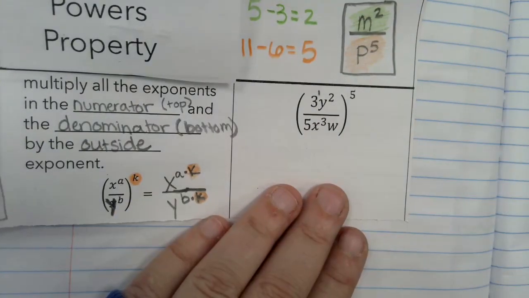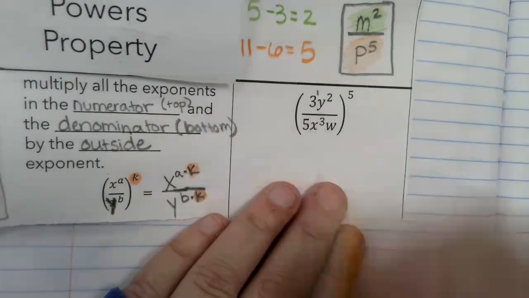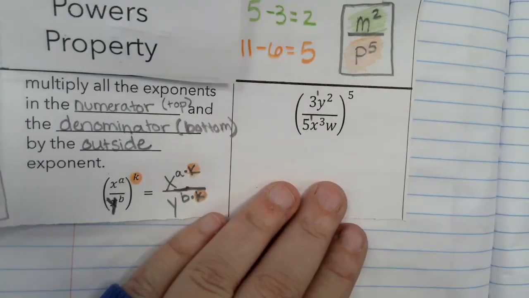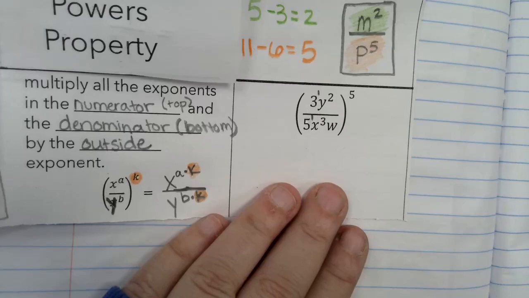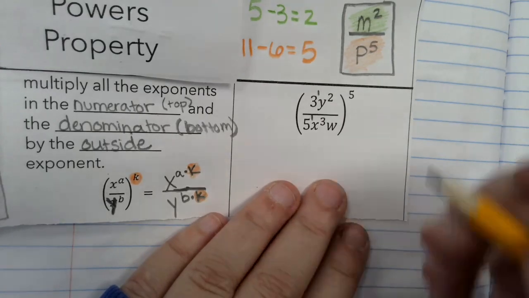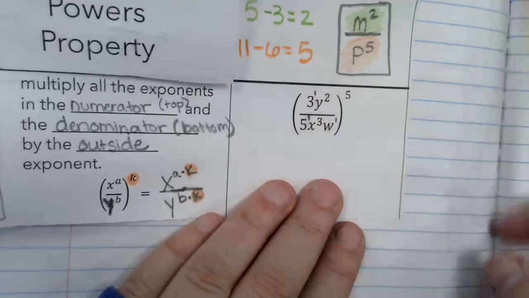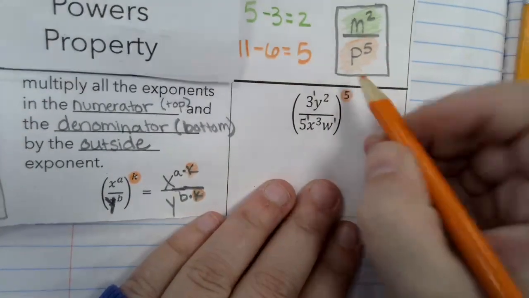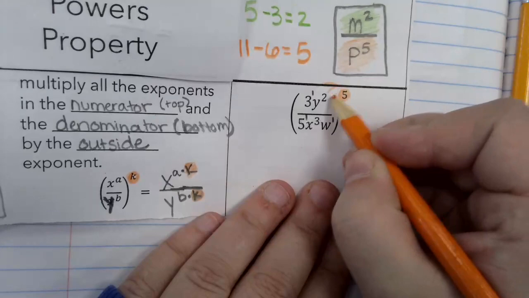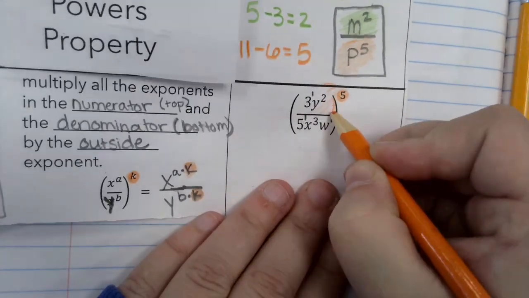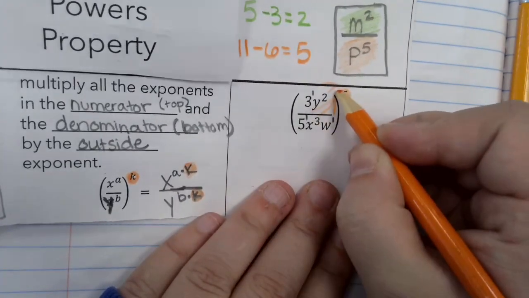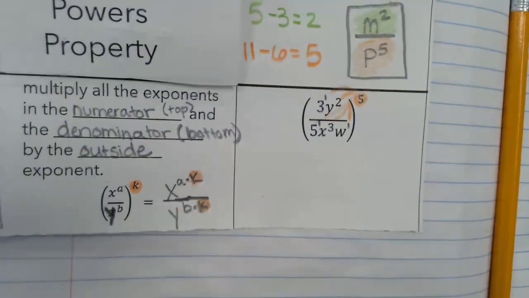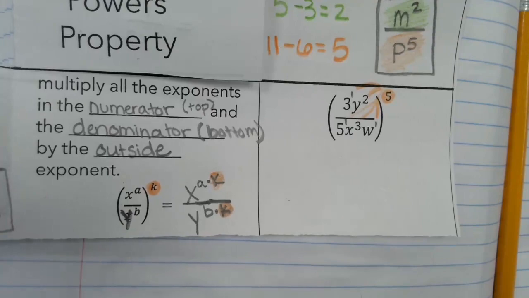All right, what about the 5? 1. What about x? 3. And w has 1. So I need to take that outside exponent, that 5, and I'm going to multiply it by all of those inside ones. Some people like to draw on those arrows. To me, it's a little overwhelming, so I do it really lightly. But I'm going to take that 5 and multiply it by all those inside parts.